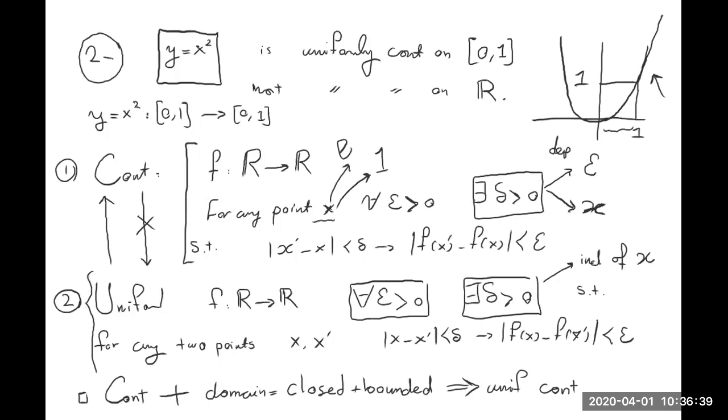So here, what's important about this interval 0 to 1 is that it's closed and it's bounded. And the function y equals x squared is continuous. If it wasn't closed, that would have been still uniformly bounded. Anyway, this is an important theorem which we would be able to prove. It's not very hard.